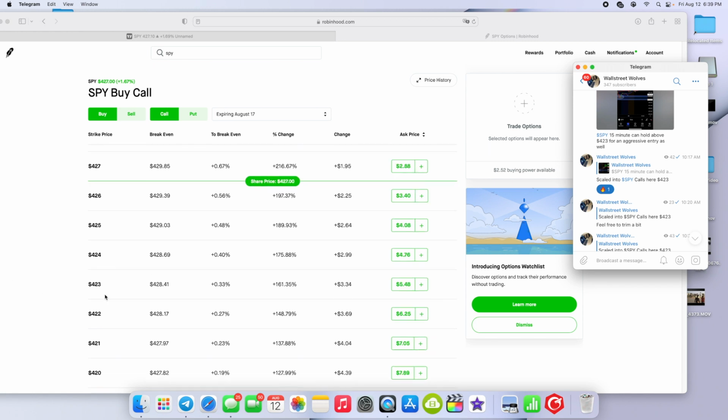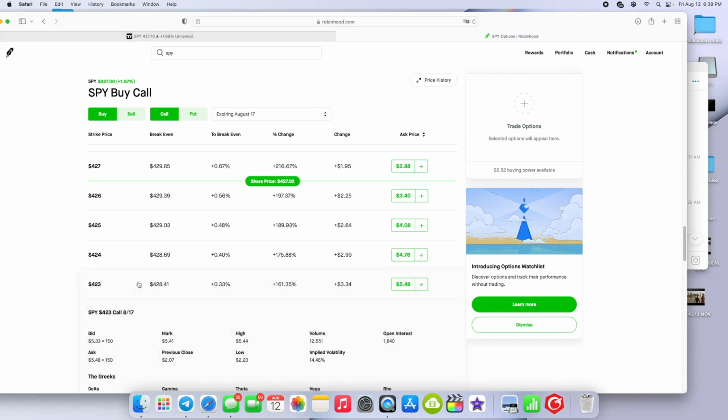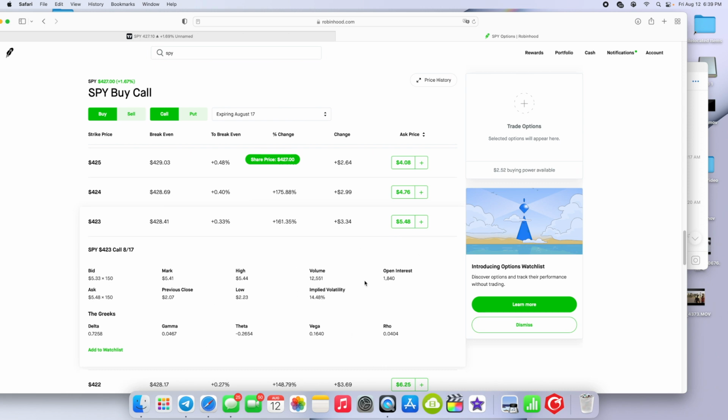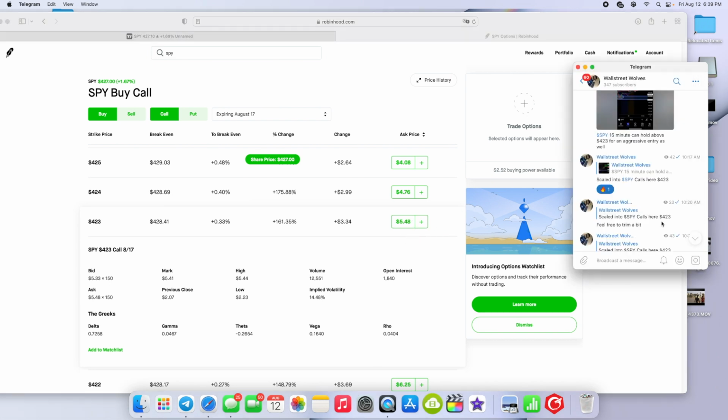So you go on, find 423, you'll click on it and you'll buy as many contracts as you'd like to buy. 5.48 for each contract, which means $548 for each contract. Remember, you always got to multiply this number by 100 to see how much money you'll need to actually buy one contract. So right here we scaled into SPY calls here, 423 at 10:17.